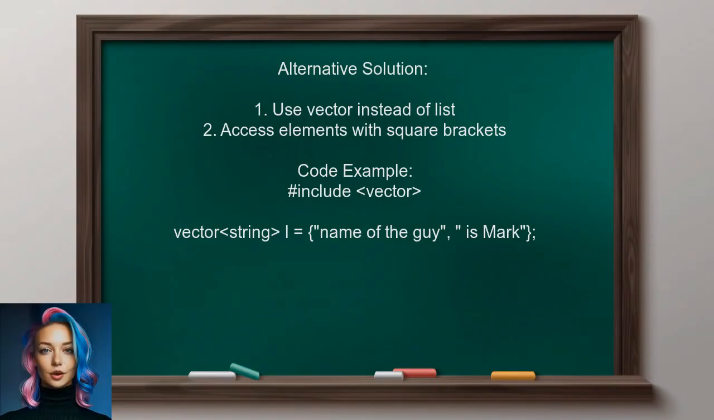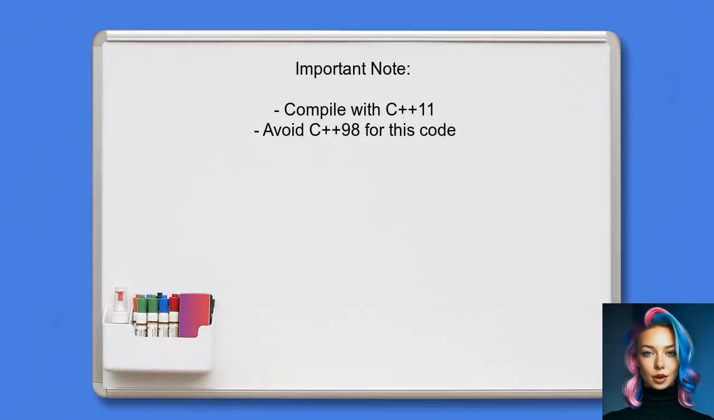An alternative approach suggested by another user is to use vectors instead of lists. They point out that lists in C++ are doubly linked lists, which means you cannot access elements using the square brackets. Instead, they recommend initializing a vector of strings. Additionally, they remind us to ensure that we are compiling with C++11, not C++98, to avoid compatibility issues.